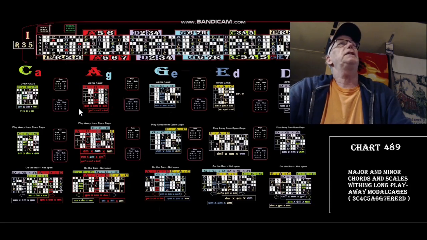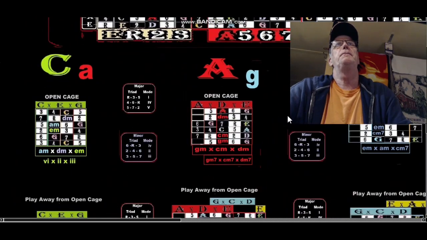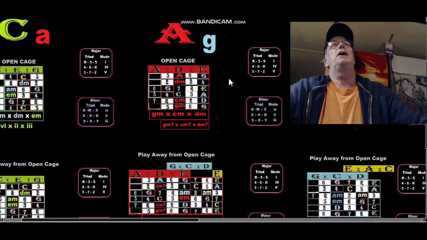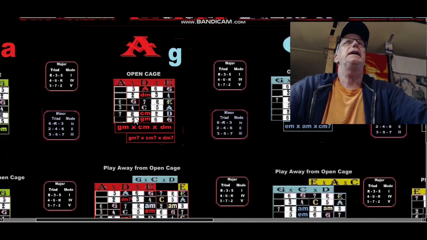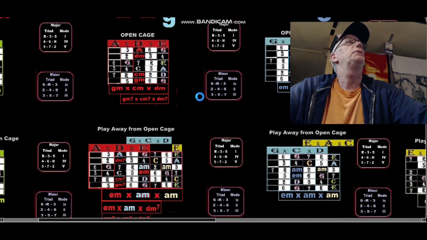But this is a 3-level approach where first, let's say in the A box here, first we've got the regular open cage here. Okay, it says open cage, but it really isn't. I don't know why that says open cage. It's not. The fret nut here is on the 5, and these are unplayables. That would be open cage. These are unplayables. Yes, that would be appropriate.